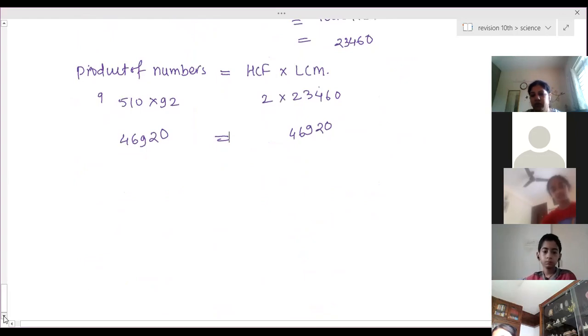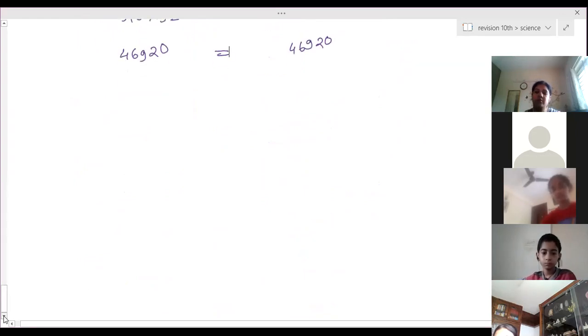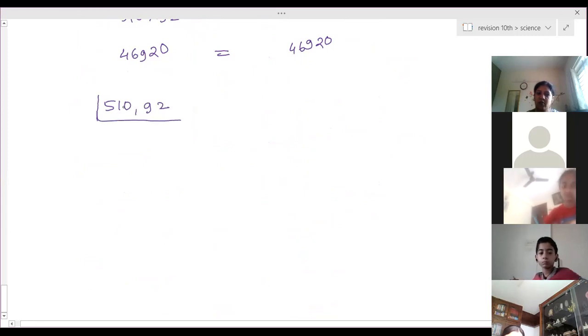You can use one more method as well. For two numbers, you can do together 510 and 92. Together, when you take the prime factorization, first find out the numbers by which both are commonly divisible. 2 is common, so 2 2s are 4, 2 5s are 10, so we get 255 and 46.